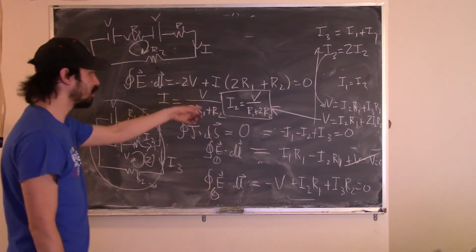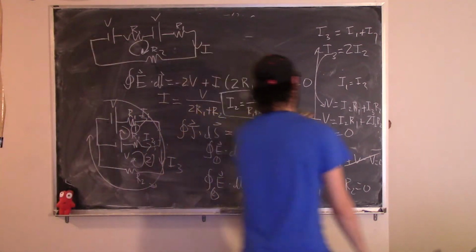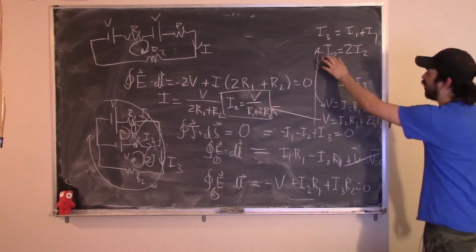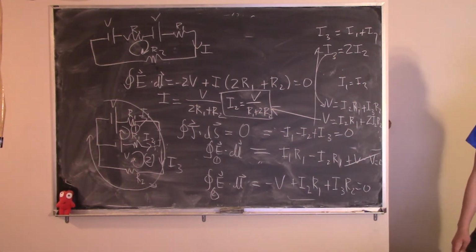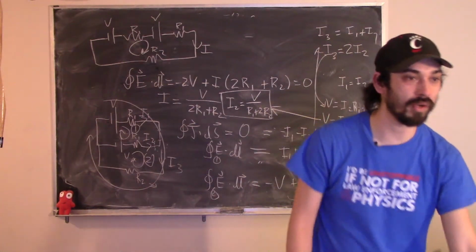So that's what I2 is. And then I know that I1 is equal to I2 and that I3 is going to be 2 times I2. Okay? Okay.